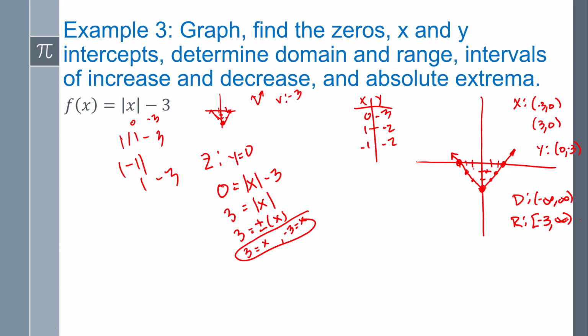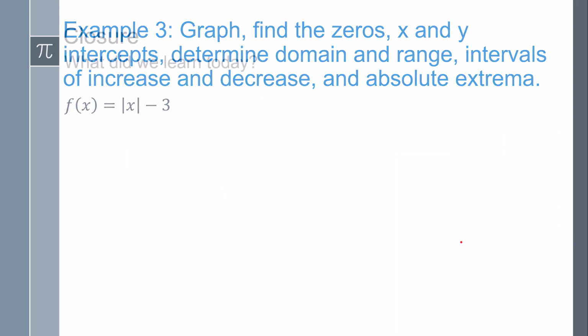Intervals of increasing and decreasing: it's decreasing and then increasing. So it's going to be decreasing from negative infinity to 0 and increasing from 0 to infinity. And then absolute extrema, I have a minimum of negative 3. Remember, what measures how high or how low something is going to be the y value.